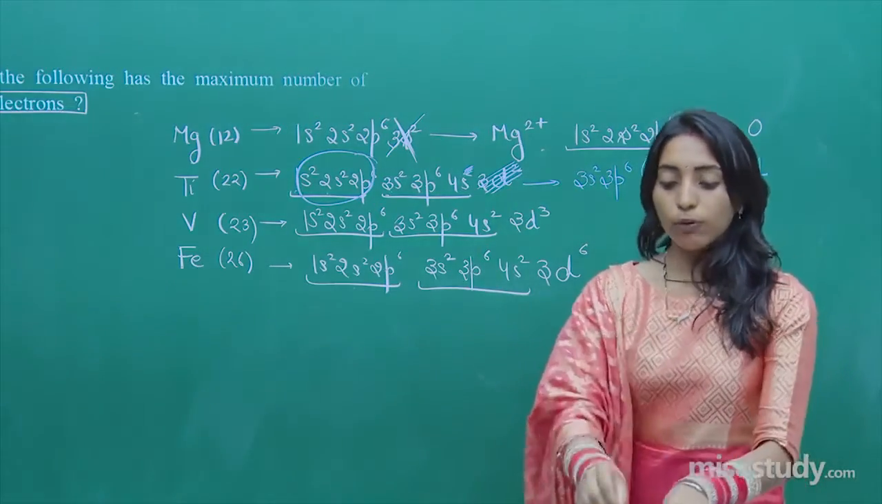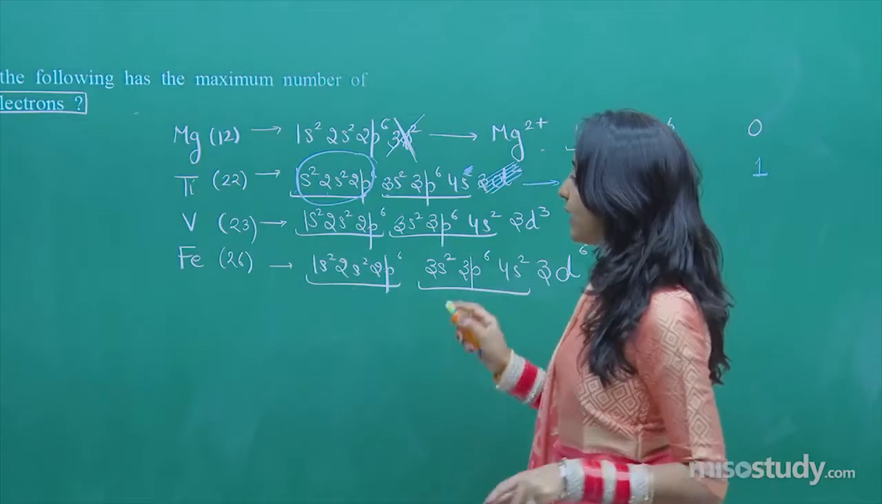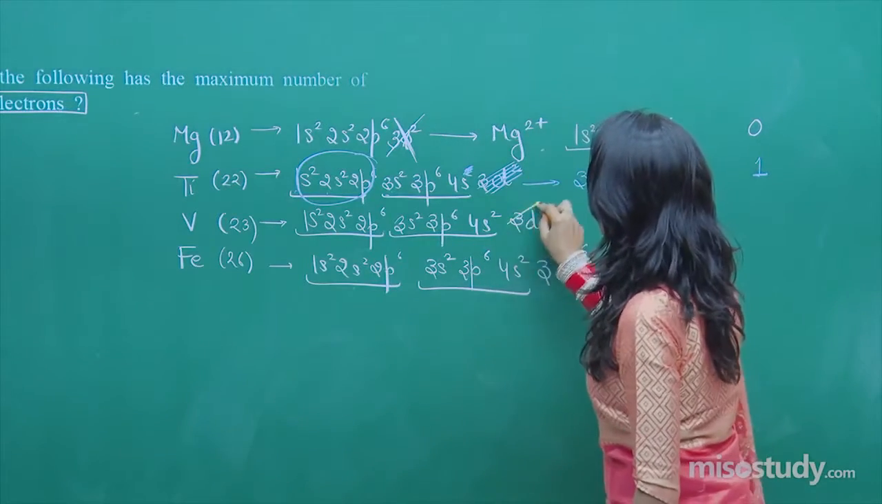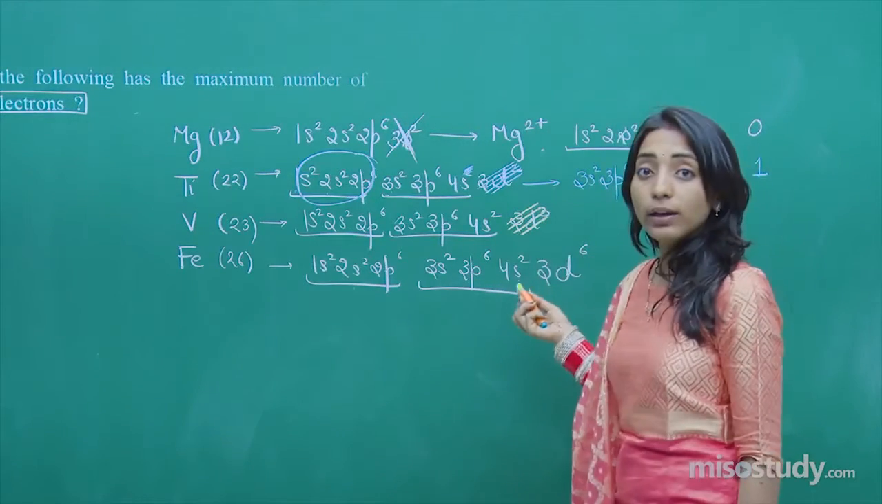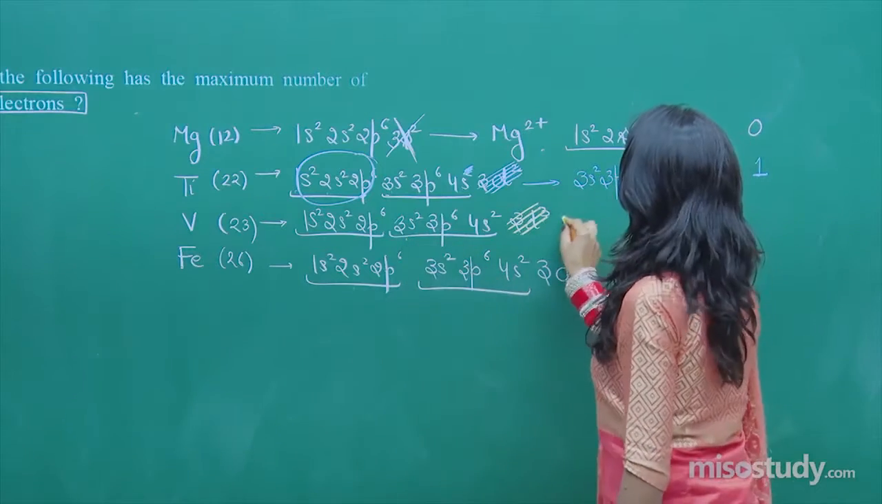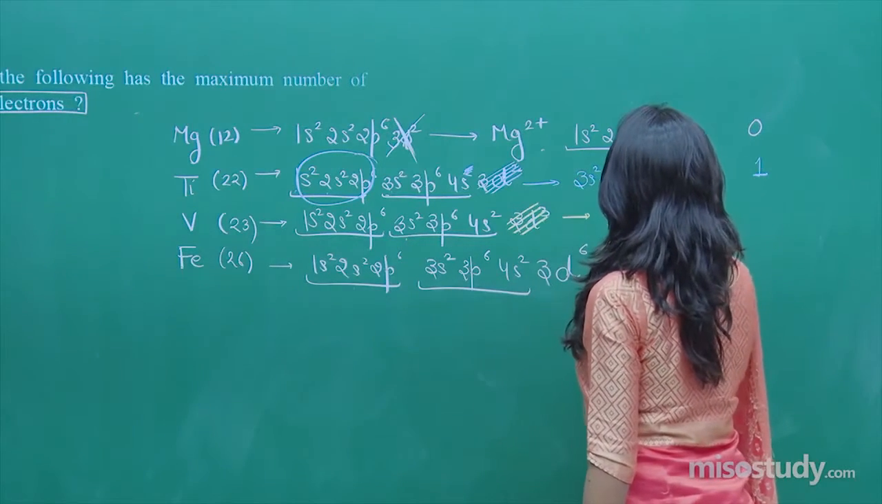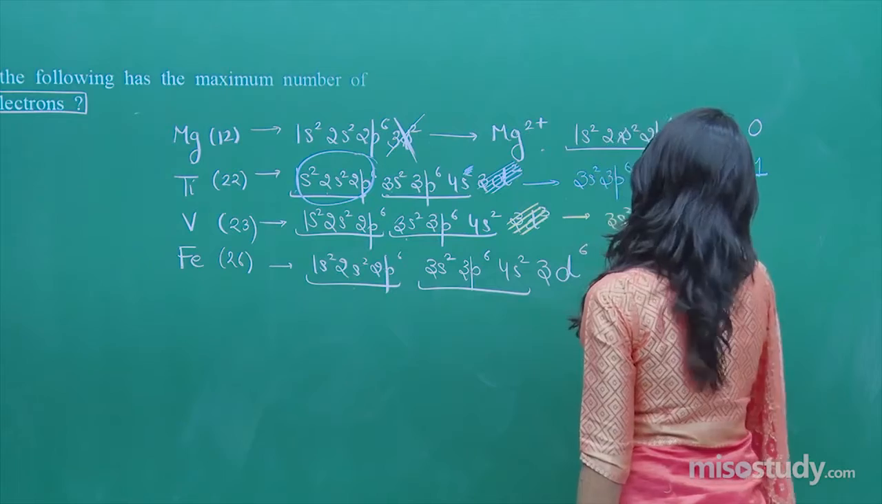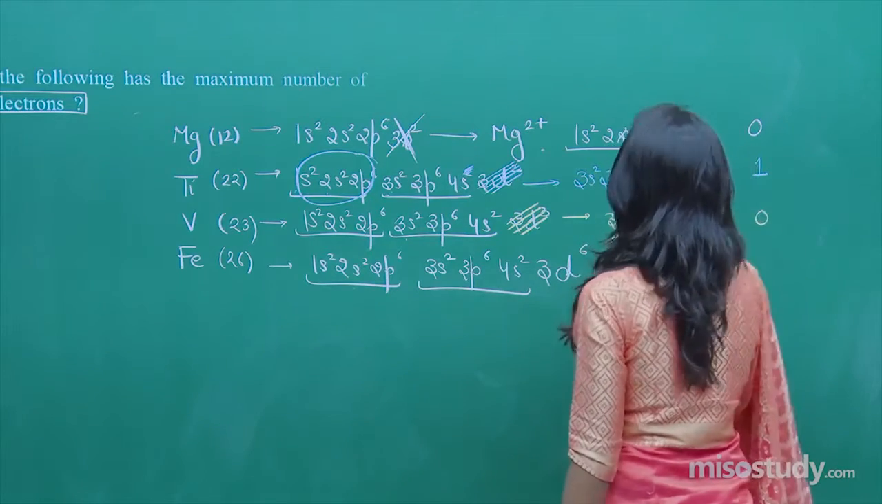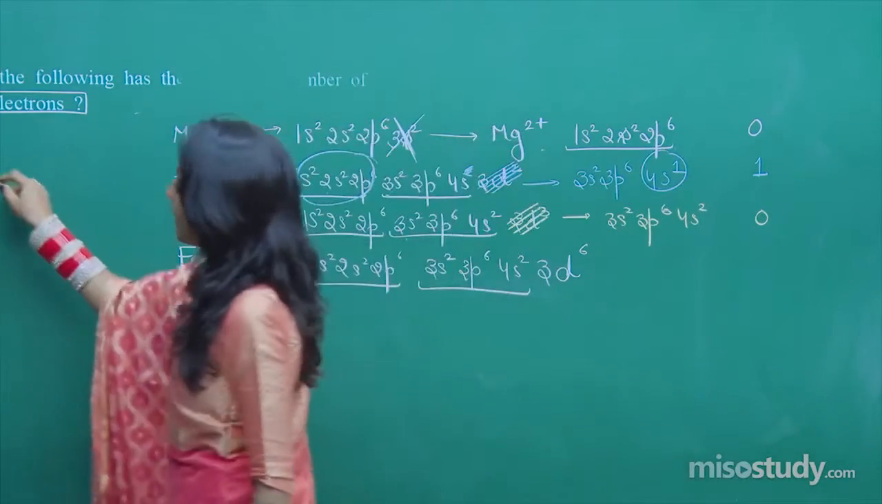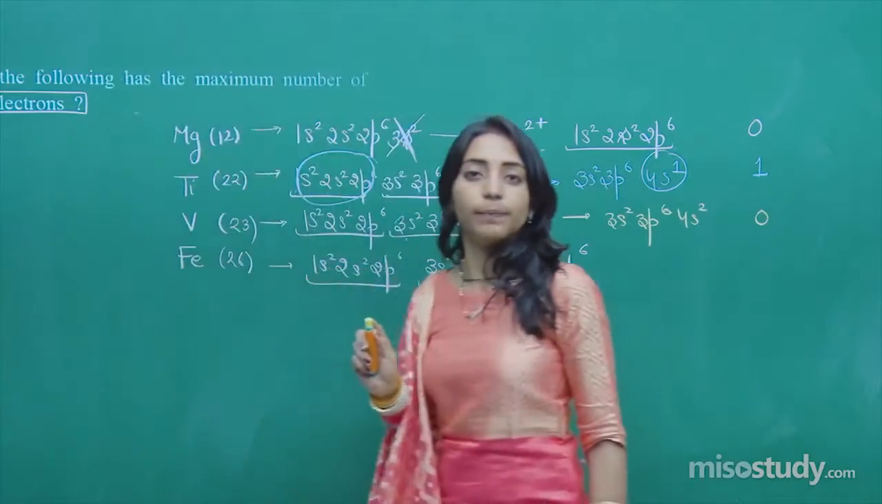Okay. Moving on to the next option, which is vanadium 3 plus. So let's remove all the 3 electrons. Gone. So we are left with just 3s2, 3p6, 4s2. Once again, no unpaired electron. So V3 plus could not be the answer either.